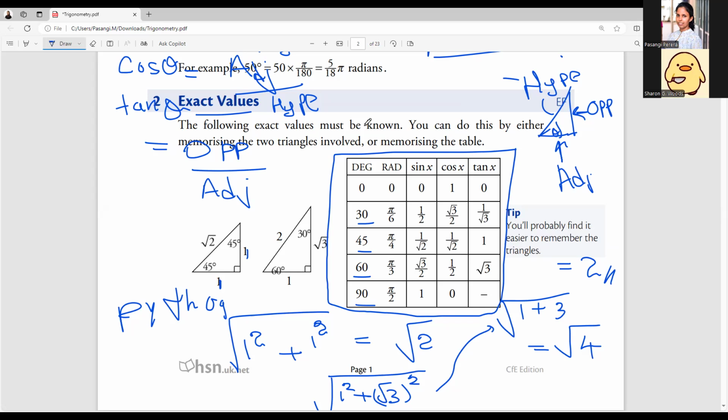So just do it by yourself. Draw these two right angle triangles, and then calculate these 30, 45, 60, 90 degrees by yourself. And then we'll move to the solving part.